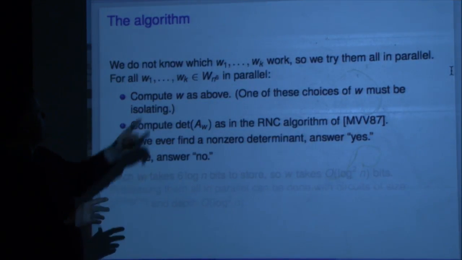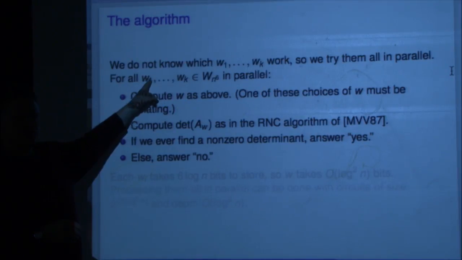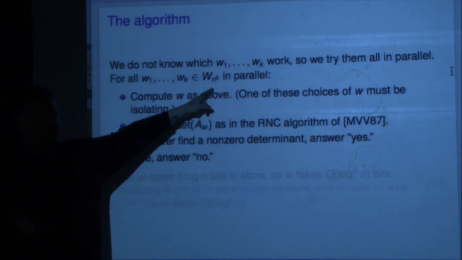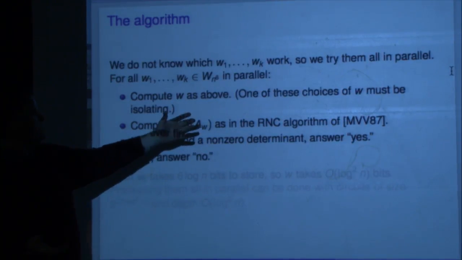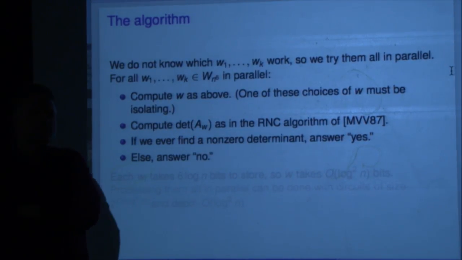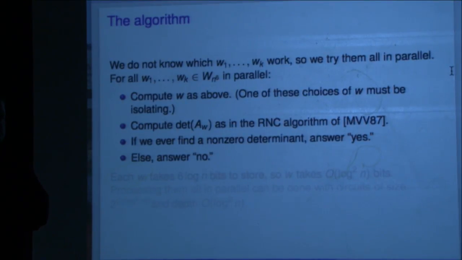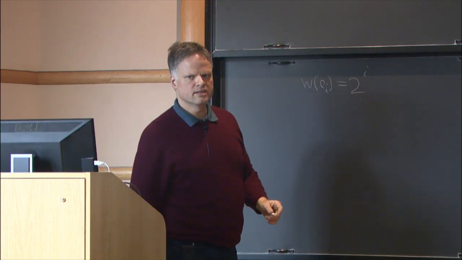So we choose each one of these separately. We choose W1 out of n to the 6 many weight functions. Yeah, I'll write it down. It was a long time ago. So you have the proto-weight function. The proto-weight function just enumerates the edges in some order and gives 2 to the I to the ith edge in that enumeration.